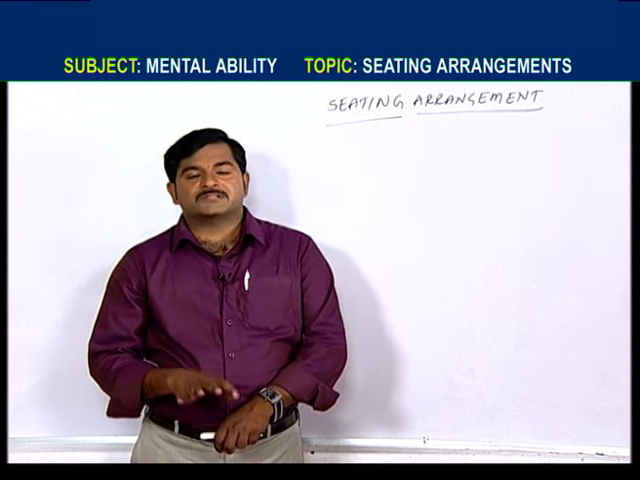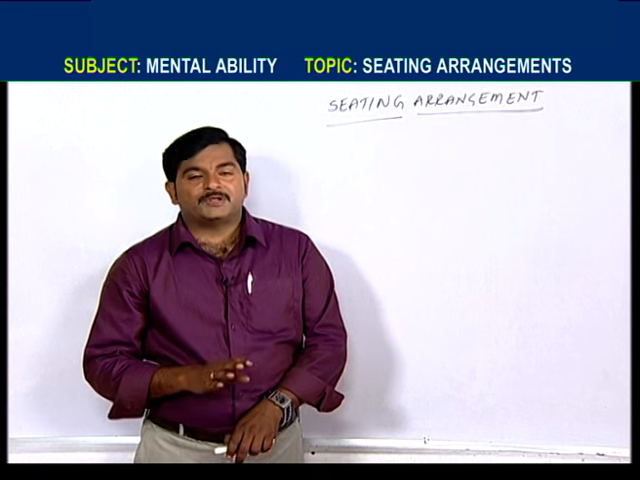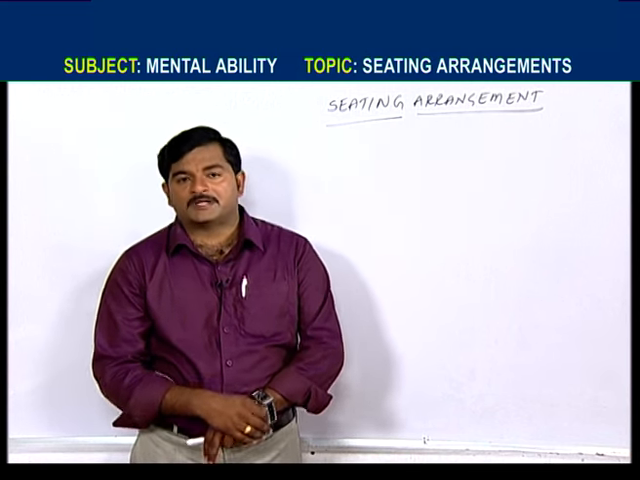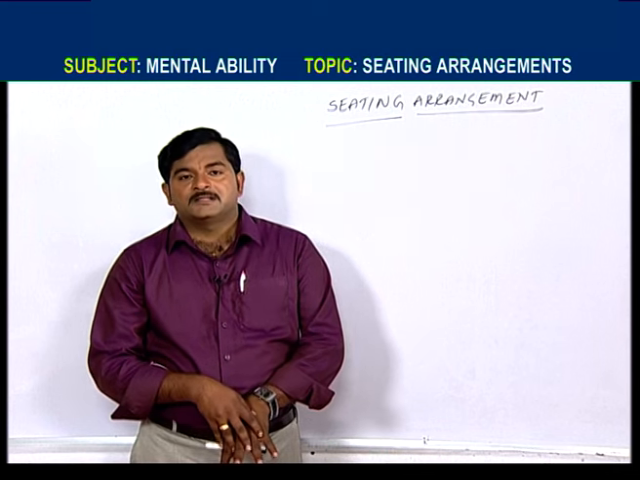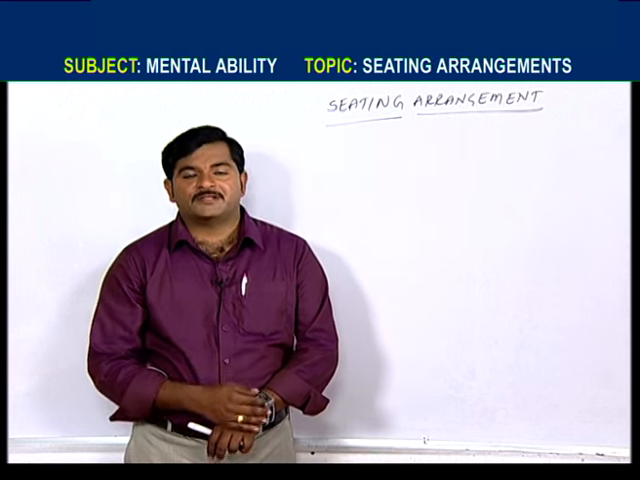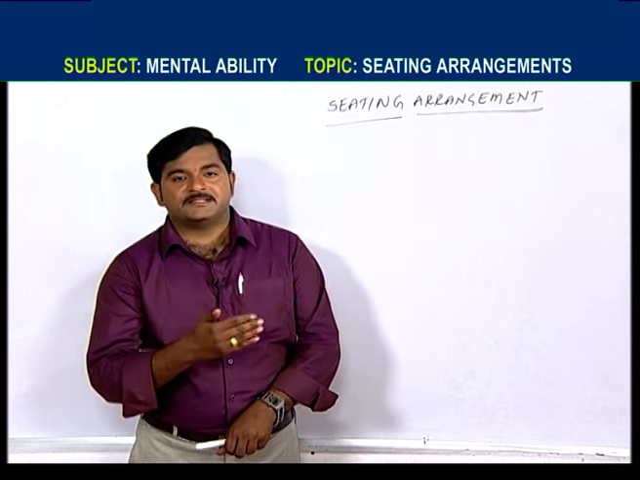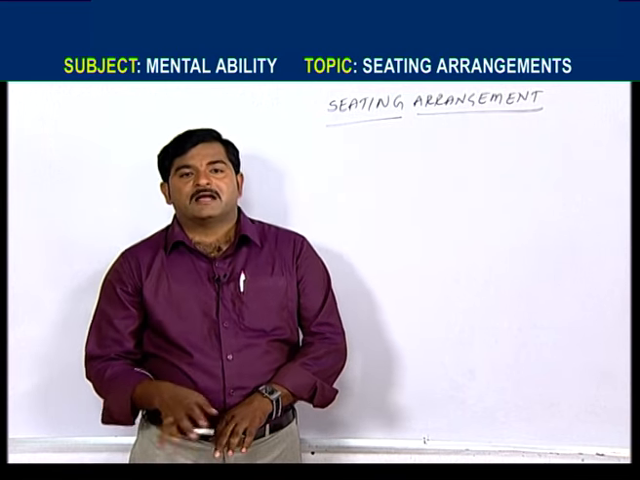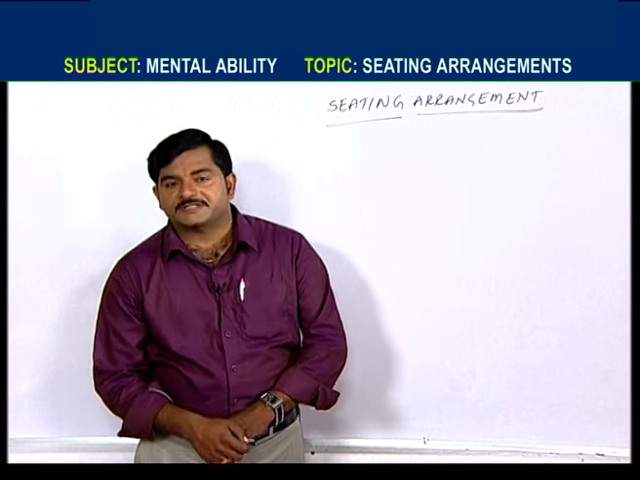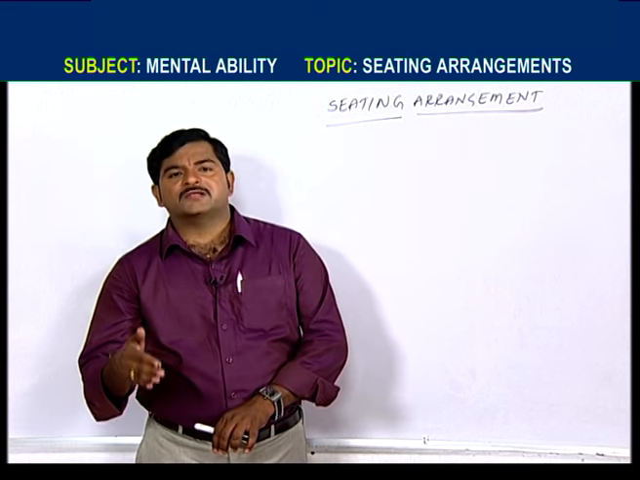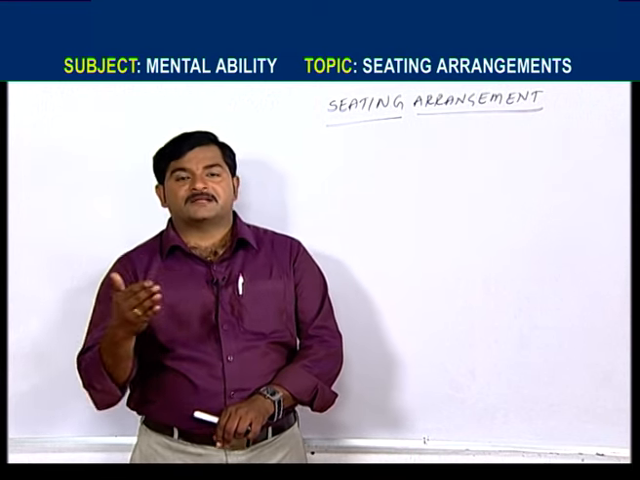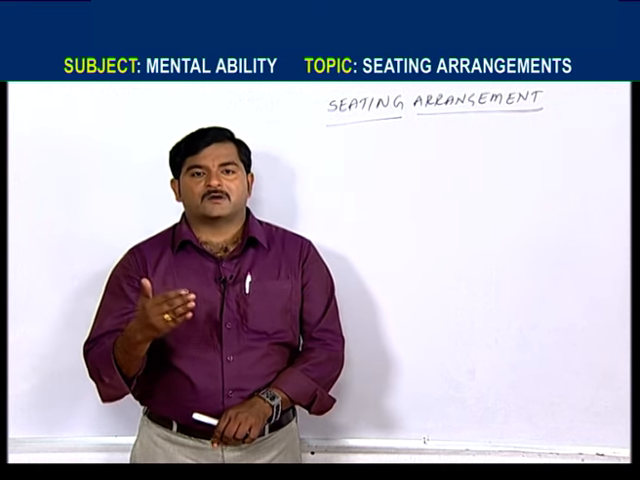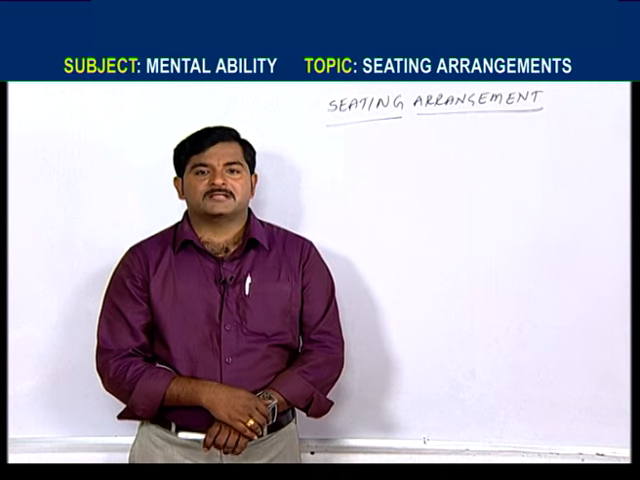To solve the questions of seating arrangement, you need to have only 3-4 points, mainly 3-4 points. As I told you at the starting of the class, there are mainly three types of arrangement. One is linear arrangement, the next one is circular arrangement, and the third one is miscellaneous arrangement. In circular arrangement, there is a main difference. Circular arrangement is equal to hexagonal, octagonal or something, different arrangements.